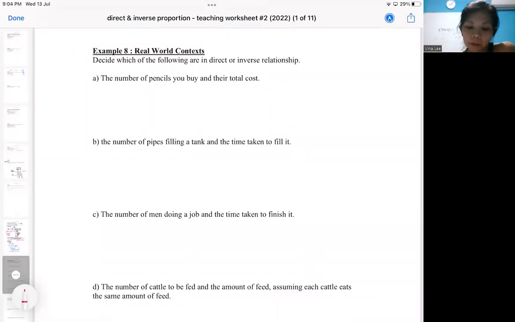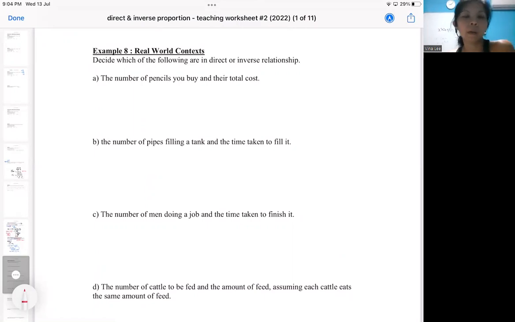So in this example, we are exploring some real world context, and you should be able to decide if a context is a direct or inverse relationship. If they give you two variables and they never mention whether they are direct or inverse, you have to decide and tell them in the working that these two variables are direct or inverse. Then you set up your algebra correctly.